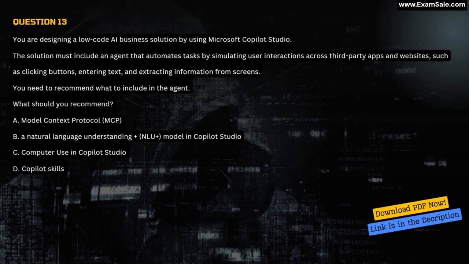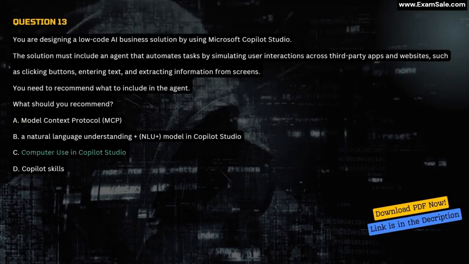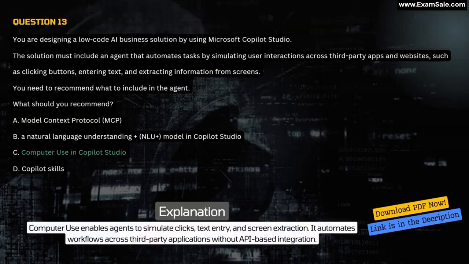What should you recommend? A. Model Context Protocol (MCP). B. A Natural Language Understanding Plus (NLU Plus) model in Copilot Studio. C. Computer use in Copilot Studio. D. Copilot skills. Correct answer C. Computer use in Copilot Studio. Explanation: Computer use enables agents to simulate clicks, text entry, and screen extraction. It automates workflows across third-party applications without API-based integration.